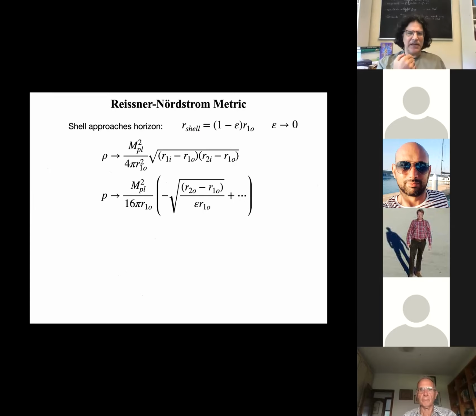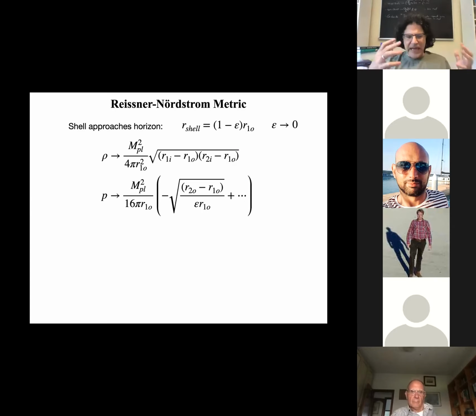If you take that limit and compute the density and the pressure using the Israel matching conditions, the density runs to a constant. It is a function of the inner and outer horizon parameters of the two metrics. So I could have written this in terms of the charge of the inside and the outside. It's more efficient, it turns out, to write it in terms of R1, R2 for the interior metric and R1, R2 for the exterior metric. Those are the two horizons that you get from Reissner-Nordström. The density in the limit where the shell goes to the inner horizon is a constant, but the pressure diverges as 1 over the square root of epsilon.